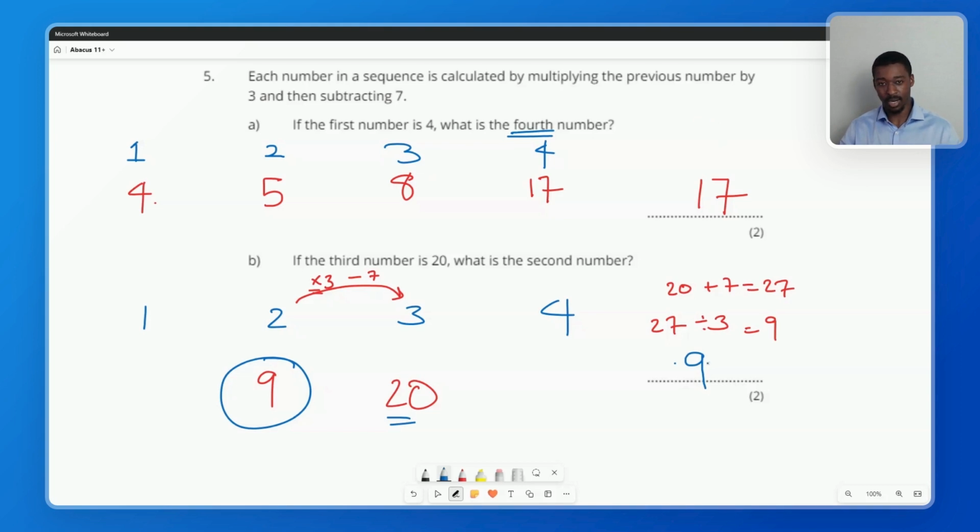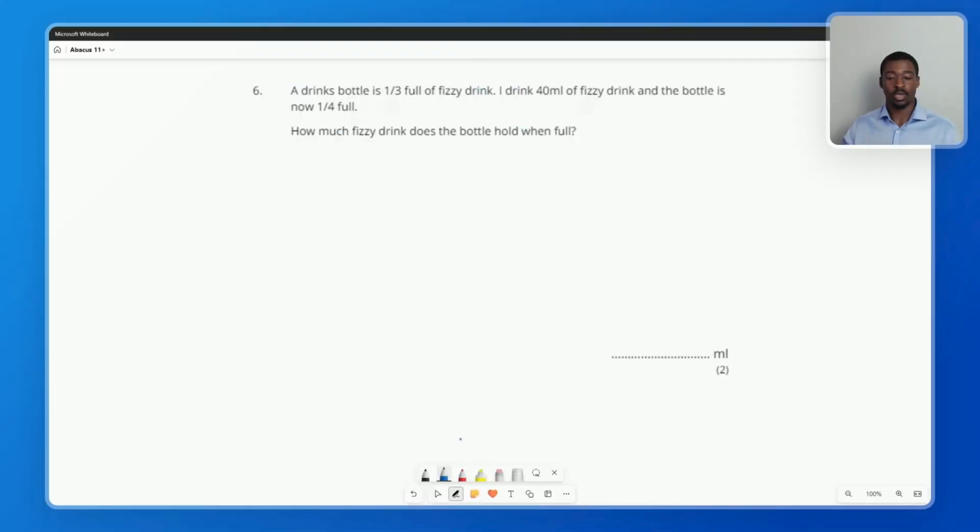17 and 9. Okay, so here for this question, we've got something a tiny bit more complex. So let's go through the solution. How do we work this out? Well, if you've read the question, let's try and think about this visually. It always helps.